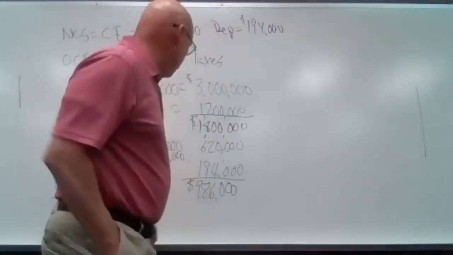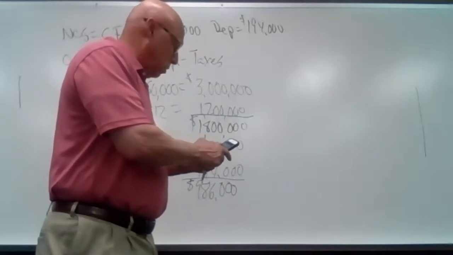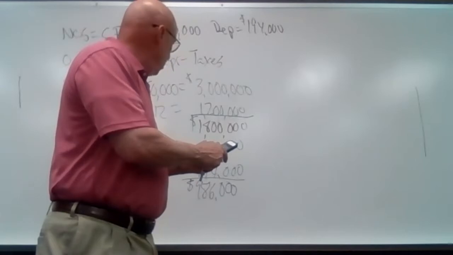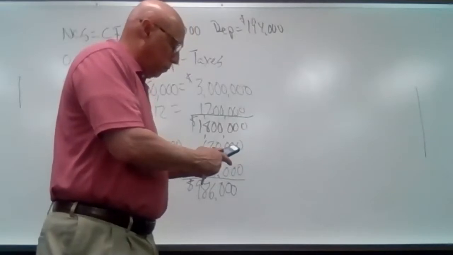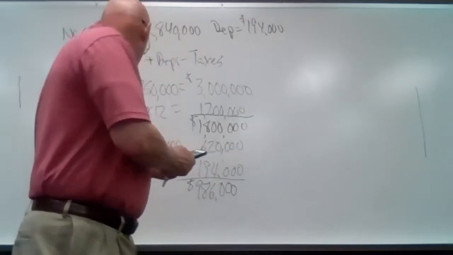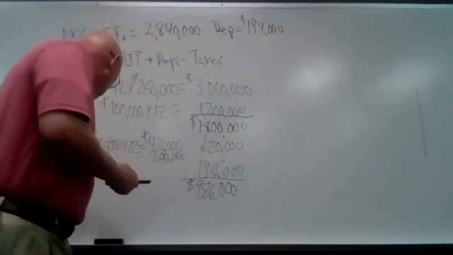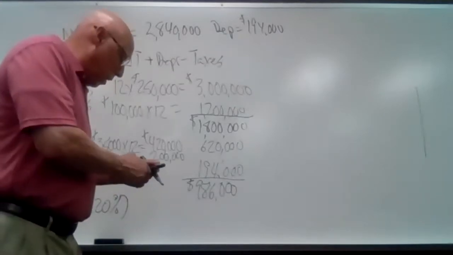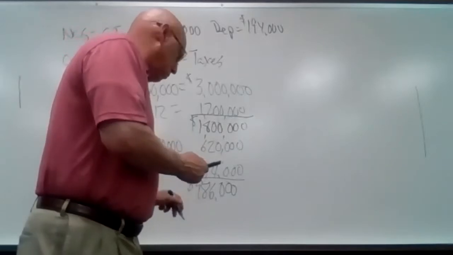All right. Let me get my calculator out. Clear this thing out. 1,800,000 minus 620,000 minus 194,000 is 986,000. And taxes are 20%. All right, times 0.2 is 197,200.